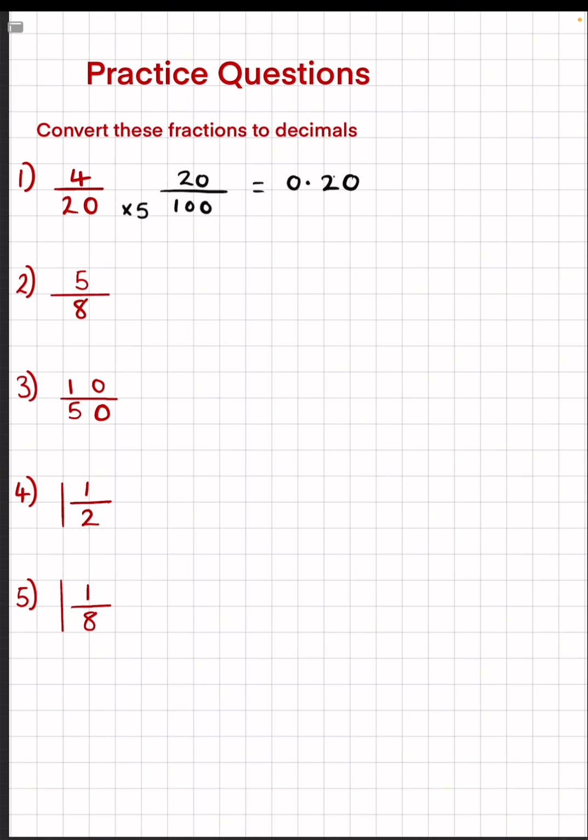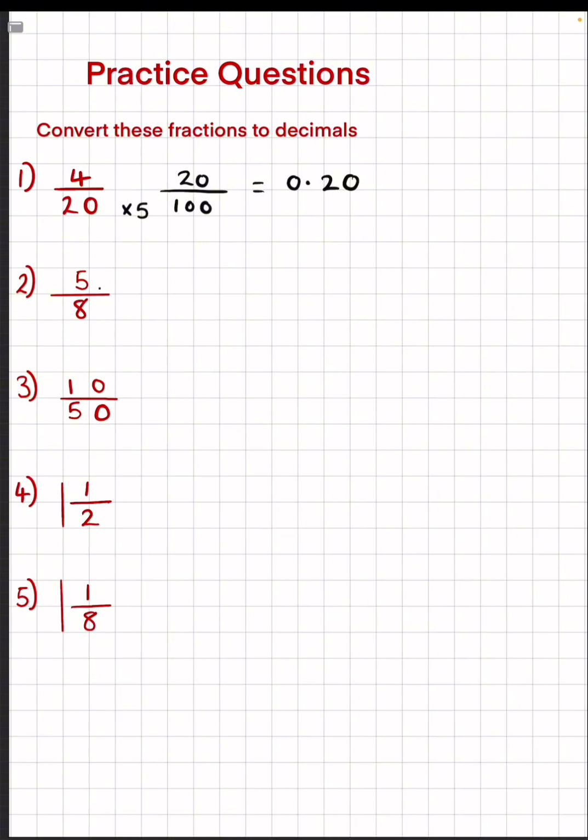Remember, when we divide by 100, 100 has 2 zeros, so we move the decimal point 2 places to the left. The decimal point in whole numbers is at the end of the number, so if we move 2 places to the left, 1, 2, we get 0.20.